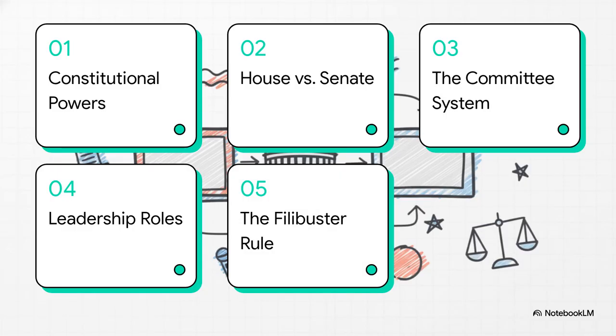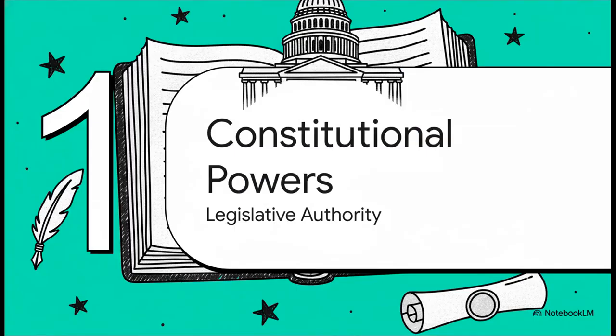Okay, so here's the game plan. We're going to start at the very beginning, with the Constitution, where Congress gets its power in the first place. Then we'll dive into the nitty-gritty, the rules, the key players, and even the rivalries that shape how our laws get made. All right, first things first, where does Congress even get its authority?